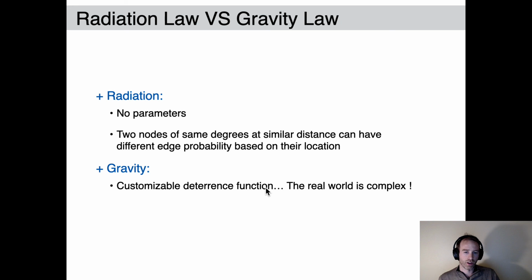And this can sometimes be really useful because the real world is very complex. If you take the situation that I've shown, for instance, with the Velov, in which you have a deterrence function which is actually not monotonous, so the probability at short distances is smaller than at slightly longer distances, then you cannot model this with a radiation model. In the radiation model, a shorter distance is always better. In reality, it's not necessarily the case.